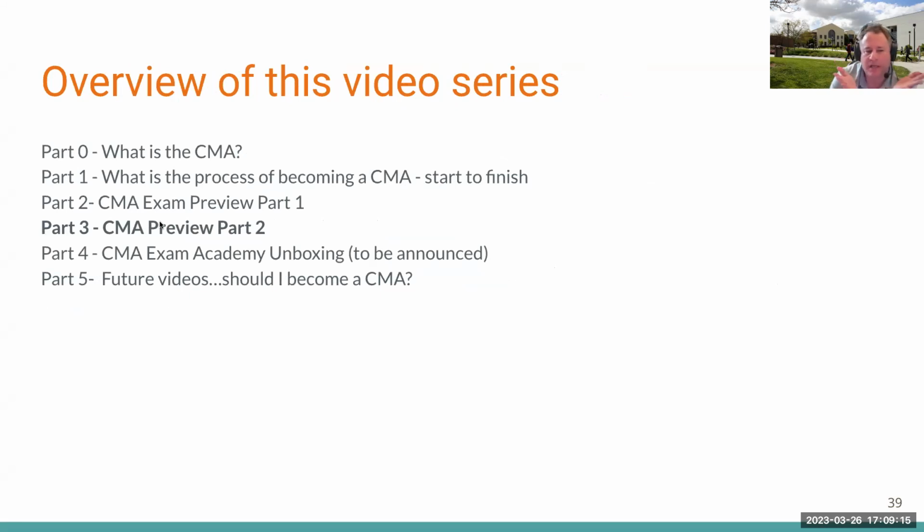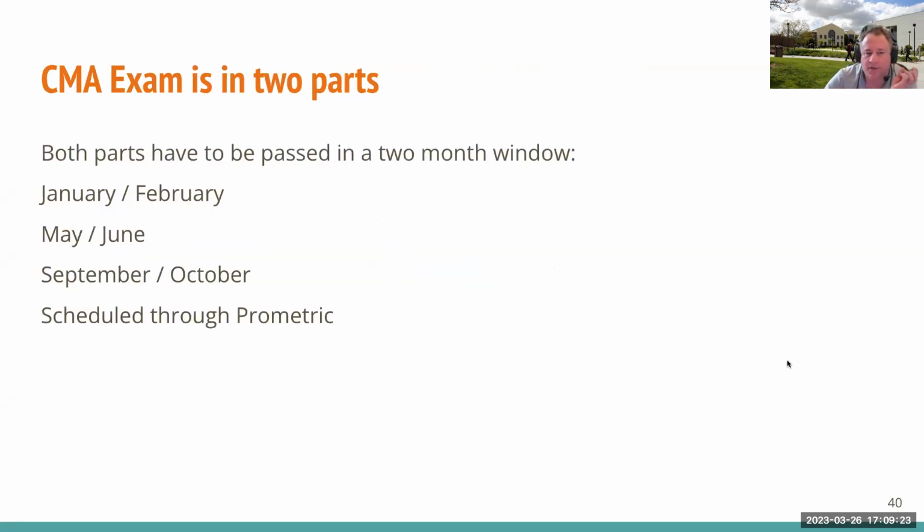So this is part 3. We're going to be previewing the Certified Management Accountant part 2 of the exam. Let's go ahead and take a look at this one. The exam is in 2 parts, has to be passed within a 2-month window, scheduled through Prometric. And these are basically the different months.